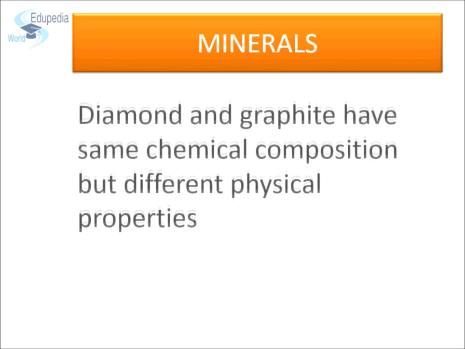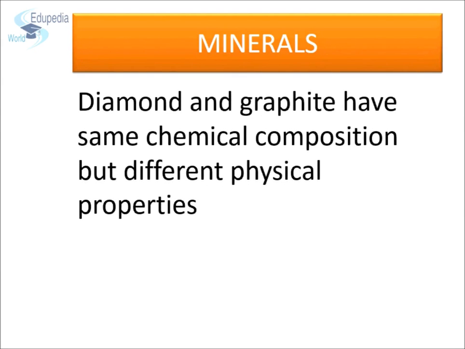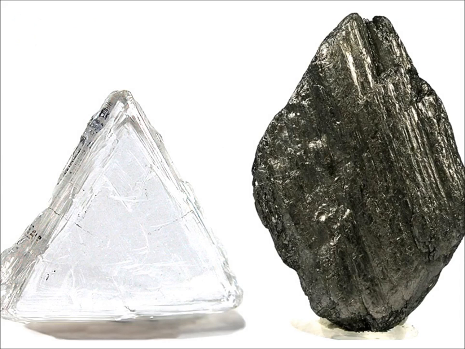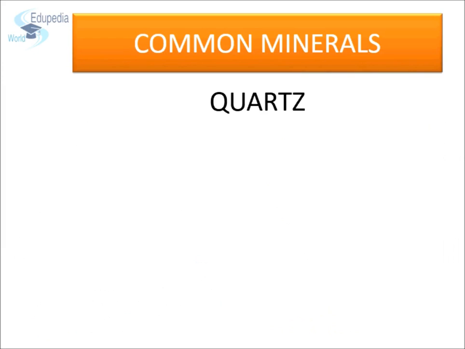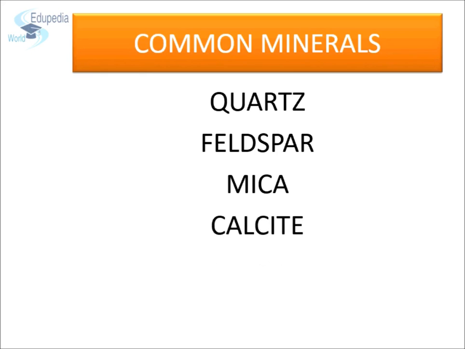The best example in this regard is diamond and graphite. Both are pure carbon, but while diamond is the hardest mineral known, graphite is almost the opposite. The most common rock-forming minerals include quartz, feldspar, mica, calcite, and clay.